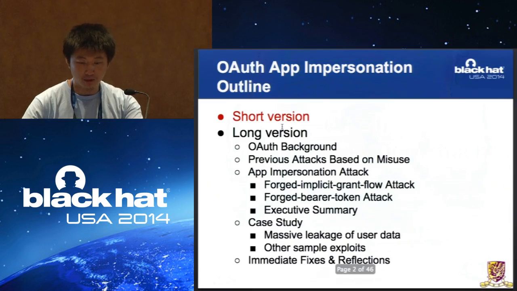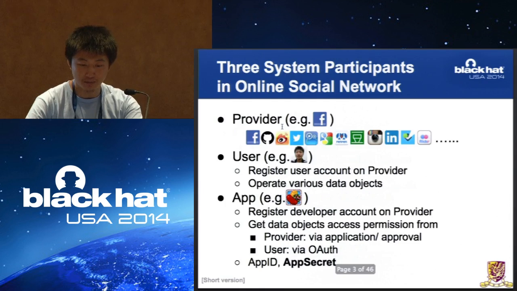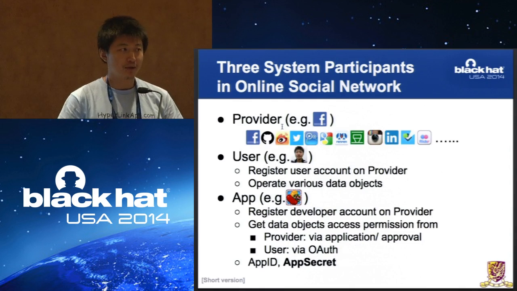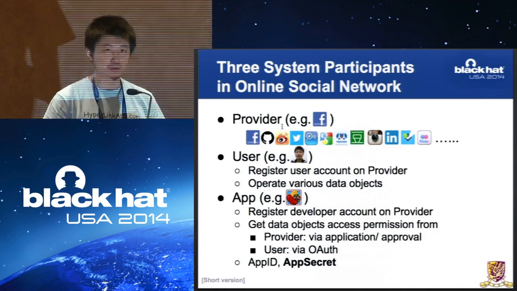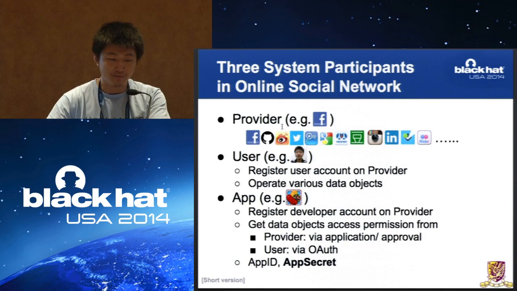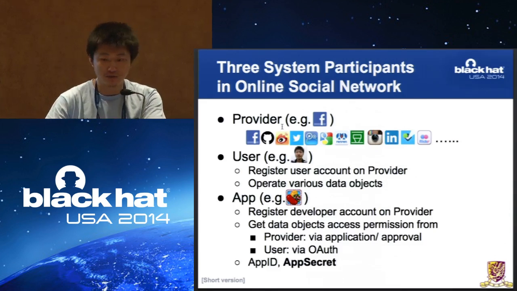Before we talk about the attack in detail, I want to first give you a short version of this presentation. Basically, we have an overview of the scenario and the problem. In online social networks, which we are all familiar with, the first participant is the provider, like Facebook or Twitter. They provide the system, and users can register on those providers. They can operate on various data objects, like posting a status or checking the friend list of your friends.